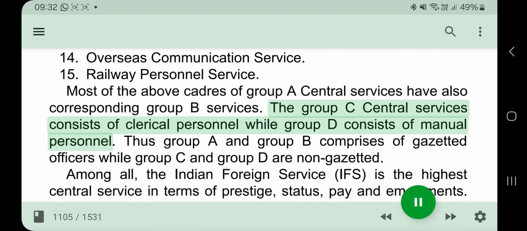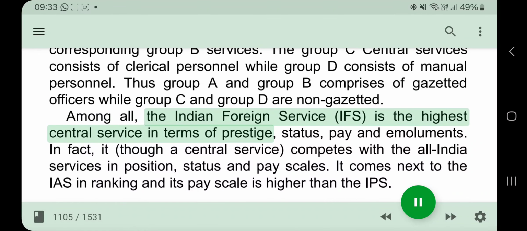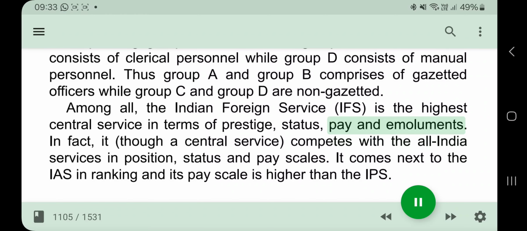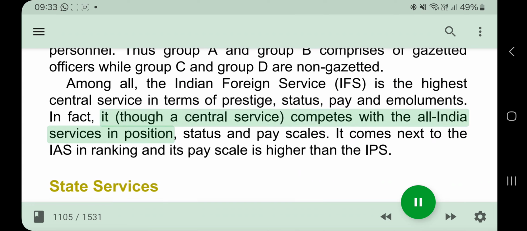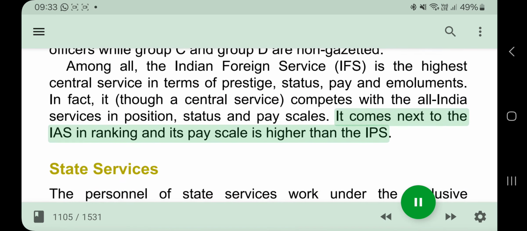Most of the above cadres of Group A central services have also corresponding Group B services. The Group C central services consist of clerical personnel while Group D consist of manual personnel. Thus Group A and Group B comprise gazetted officers while Group C and Group D are non-gazetted. Among all, the Indian Foreign Service, IFS, is the highest central service in terms of prestige, status, pay and emoluments. In fact, though a central service, it competes with the All India services in position, status and pay scales. It comes next to the IAS in ranking and its pay scale is higher than the IPS.